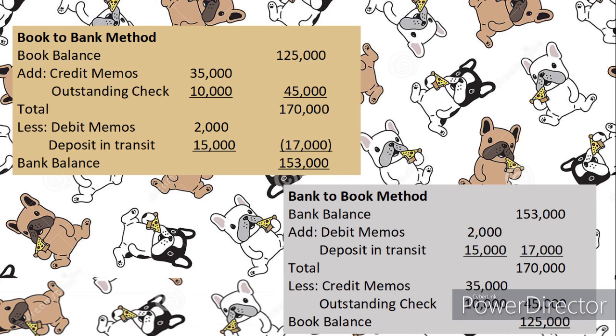So if you notice again, the book balance in this bank to book method is the same as our unadjusted book balance earlier. The purpose of the book to bank method is for the book balance to equal the bank balance. And the purpose of the bank to book method is for the bank balance to equal the book balance. So that ends our presentation. We hope you liked it and understood it.